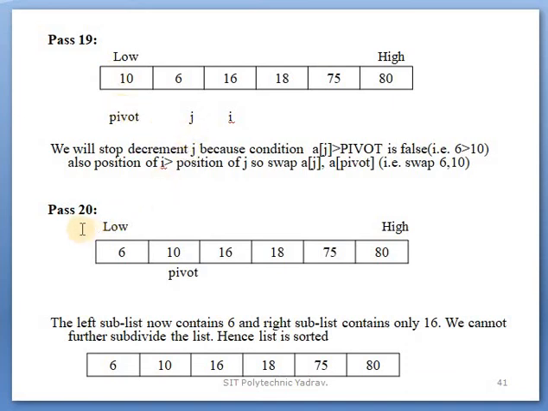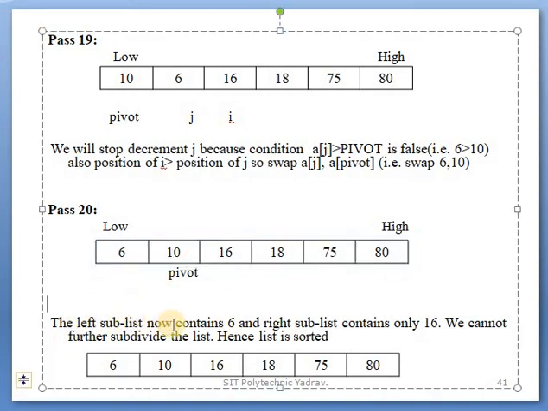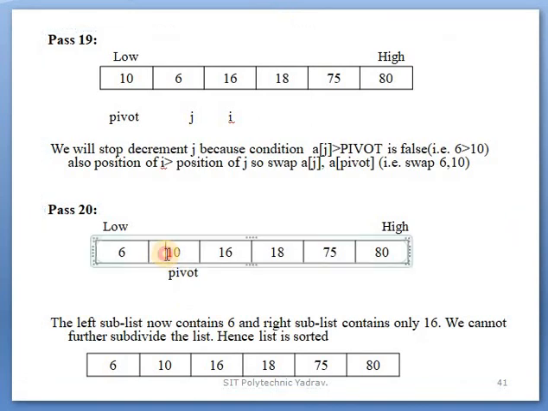In pass 20, we swap the 10 and 6; 6 and 10 are swapped. This means the element 10 is also fixed and has occupied its position. The left sublist now contains the 6, and 10 is the pivot, so the list is divided into two parts, left and right.